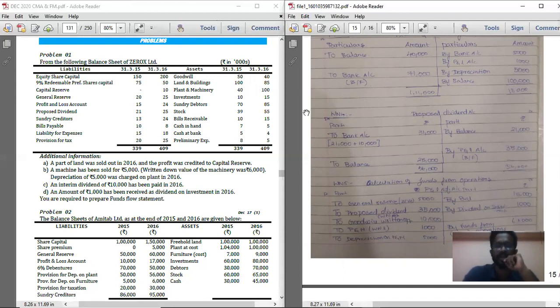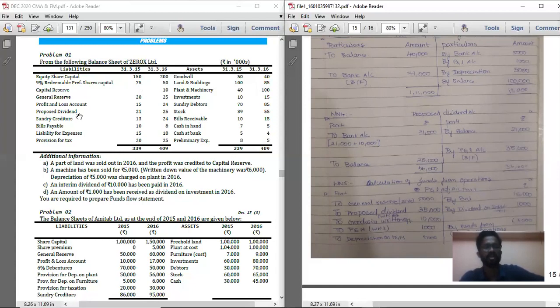Below that, see, dividend is a liability. So opening balance will come on the credit side and closing balance will come on the debit side. Here opening balance is 21,000. Normally for liabilities, opening balance will be on the credit side, closing balance on the debit side, whereas for assets, opening balance will be on the debit side, closing balance on the credit side.